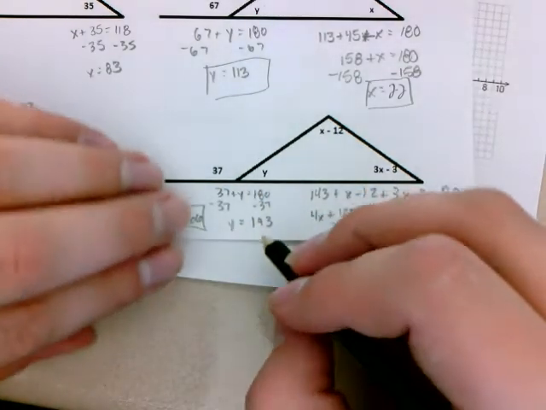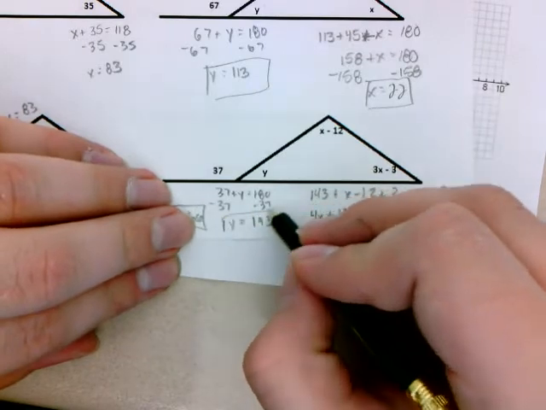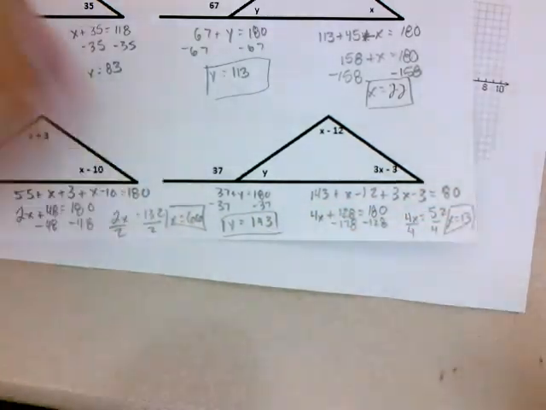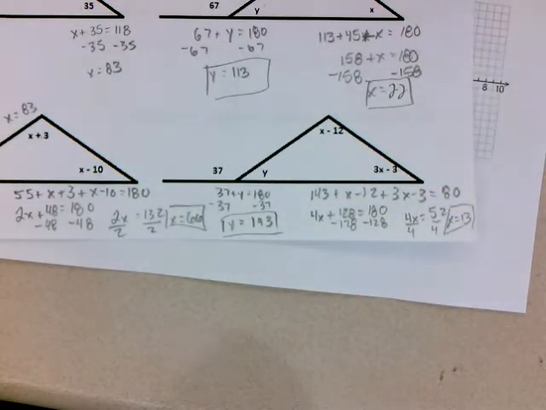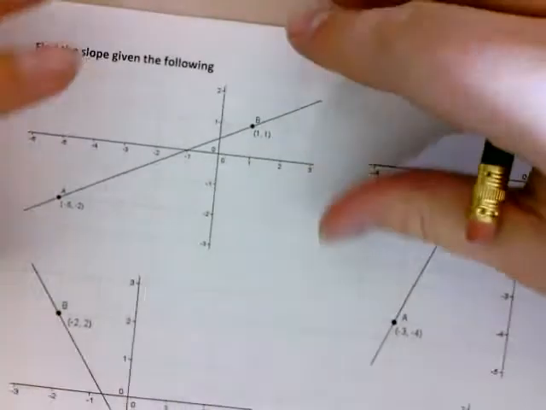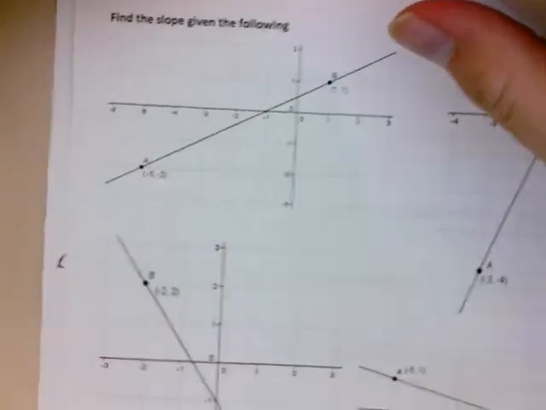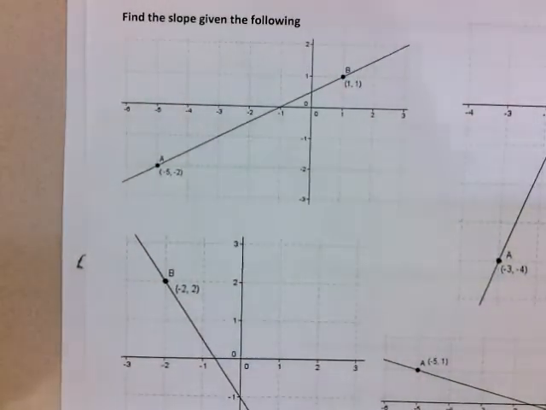So here, y is 143. X should be 13. Alright. Next part, kind of its slope. Alright. So, the easy way to remember this is like this.